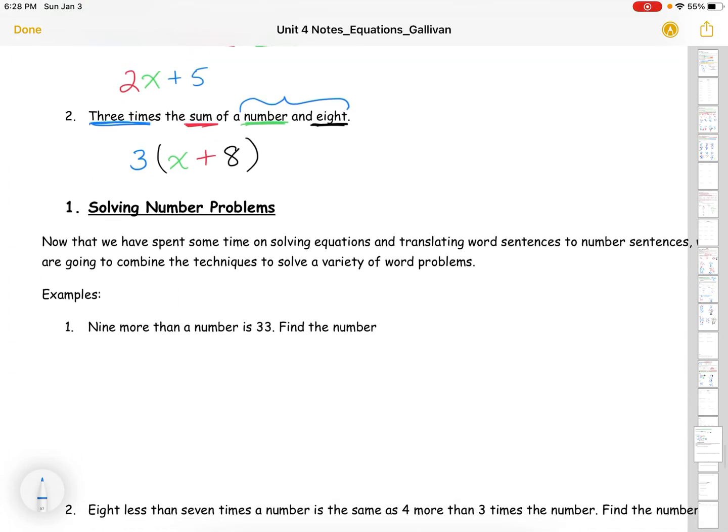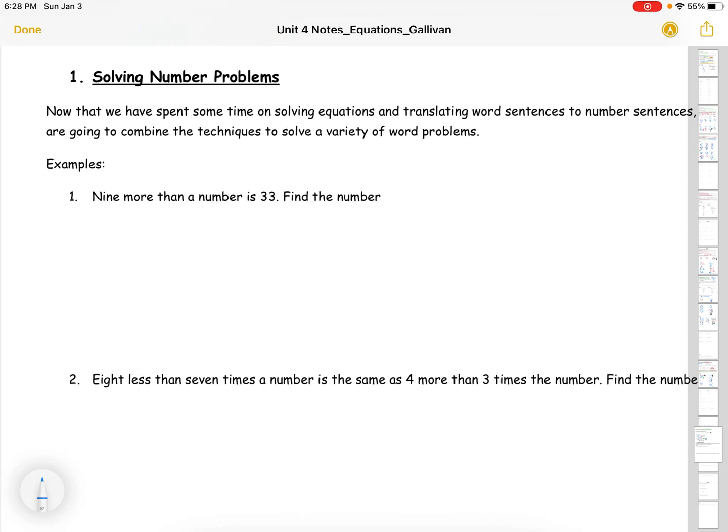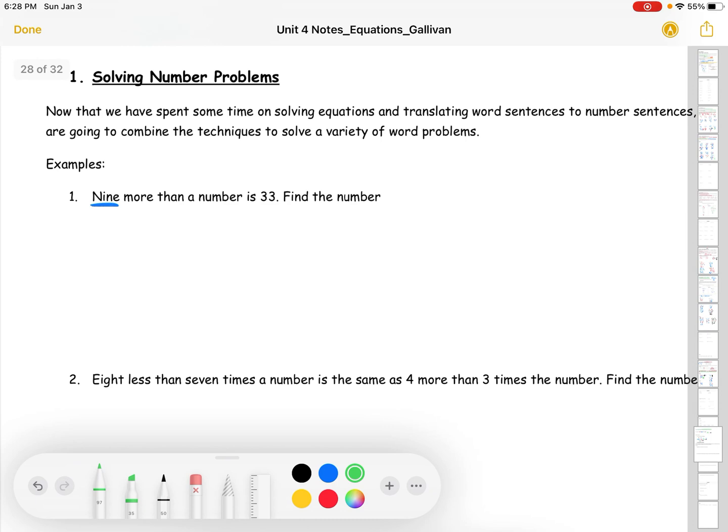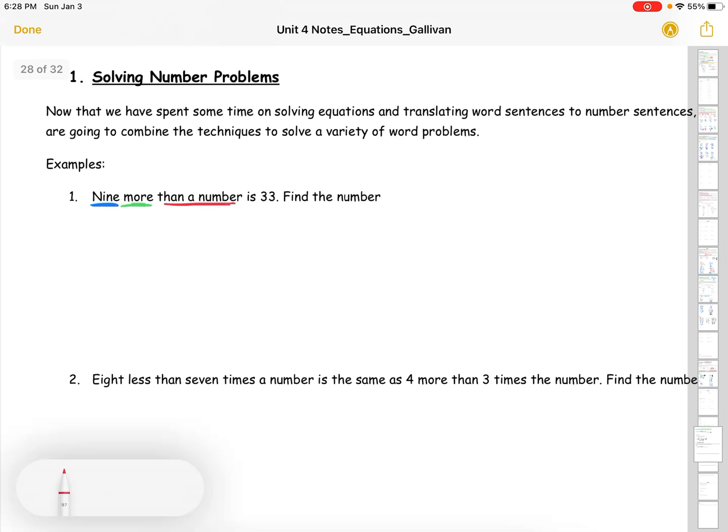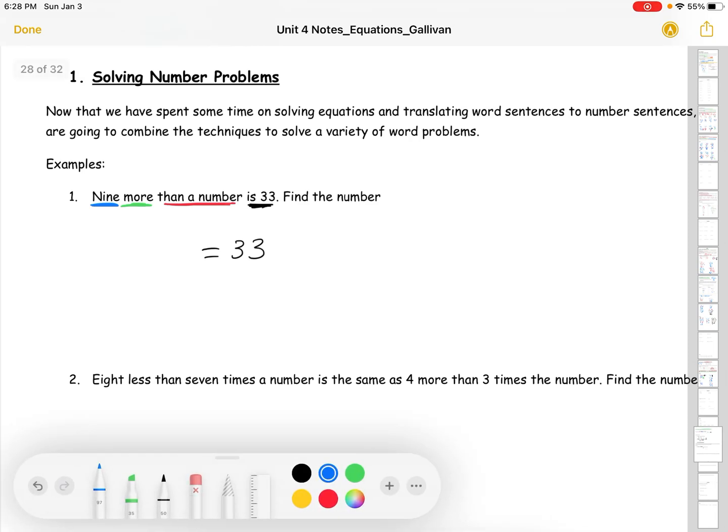Now that we've spent some time solving an equation and translating word sentences, we're going to combine them. We know how to solve an equation. We've done a little practice translating. We're going to do both here. So first thing we're going to do is translate, write our equation, and then we're going to use our skills at solving equations to find our answers. So here, 9 more than a number is 33. So it equals 33.